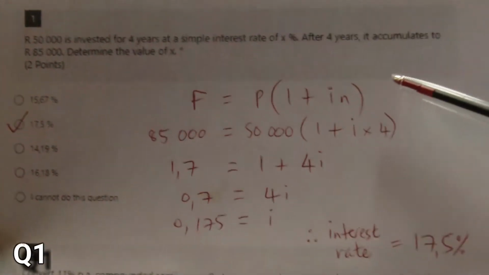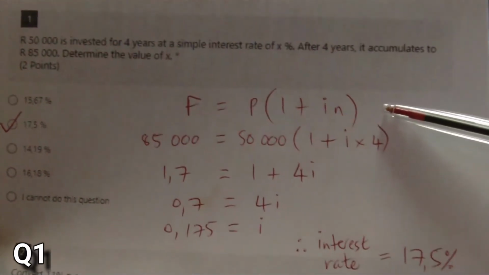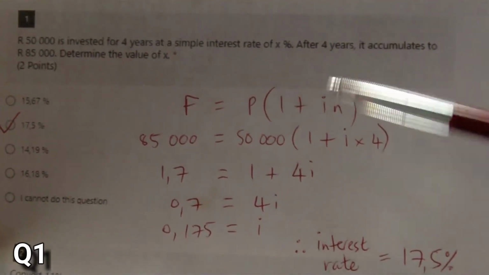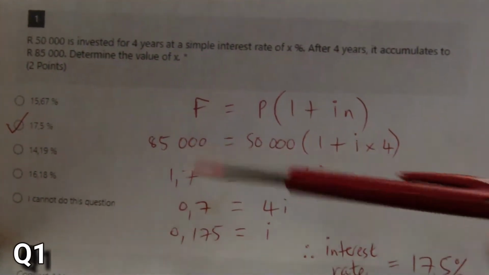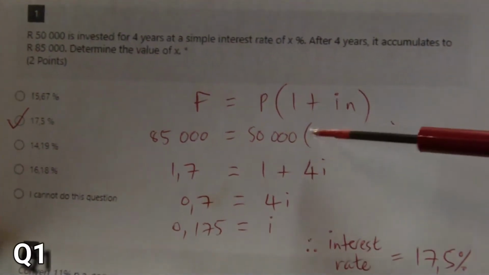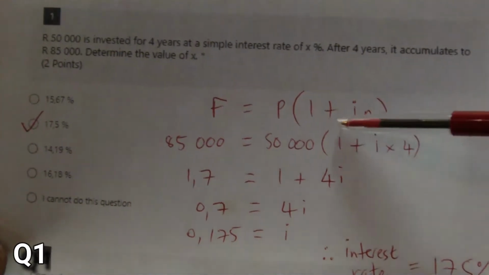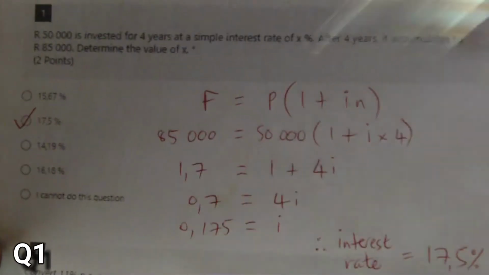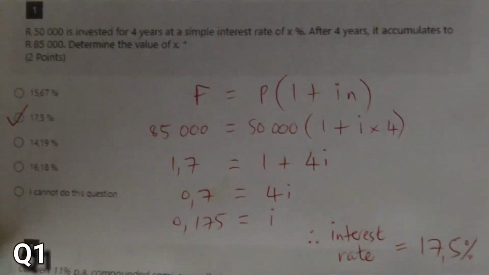You can read the question for yourself. Okay, so there's a simple interest formula. They're looking for the I, so they gave you the P, they gave you the N. Solve your equation. The first thing you do is you divide the 50,000 down, then you subtract the 1, then you divide by the 4, and then don't forget to times by the 100. So that was the answer.